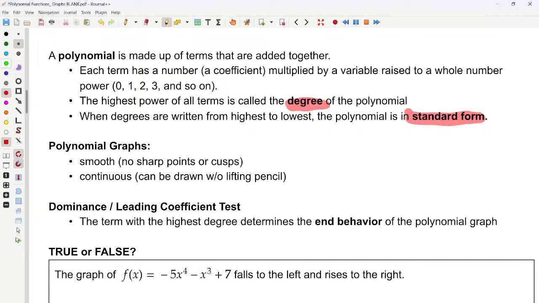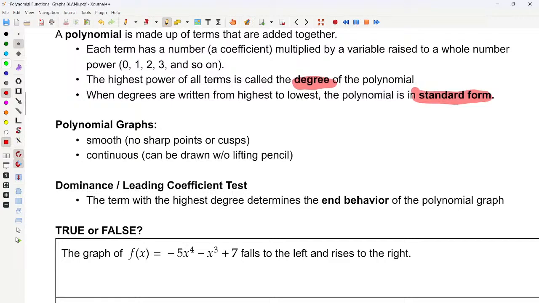Let me ask a quick question. Go ahead. If you have an absolute value function, is it not a polynomial function? Definitely not. It's got a sharp V. Yep. No. Thank you. Yep.